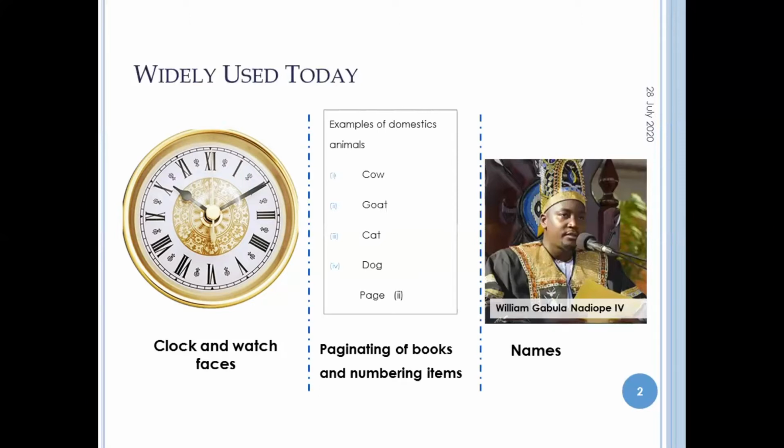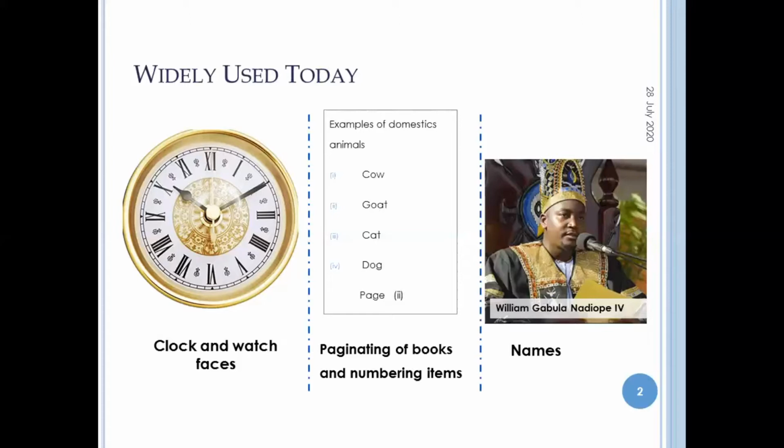Take, for example, the Chavazingo of Busoga, William Gabola Nadiope the fourth. I hope you see the Roman numeral 4 in the name. You will find other names, names of movies, names of places, addresses using Roman numerals, but also in some way found Roman numerals written on currencies. The Ugandan currency, for example, has Roman numerals written on them as well.